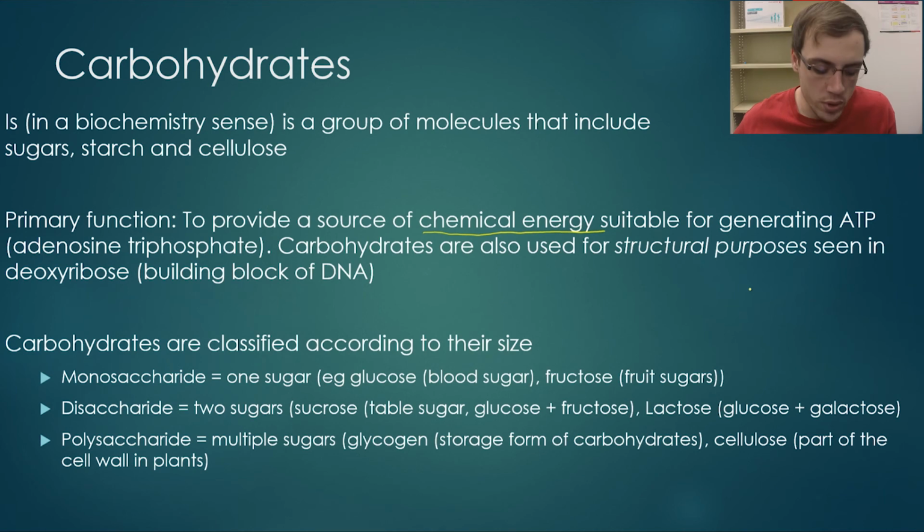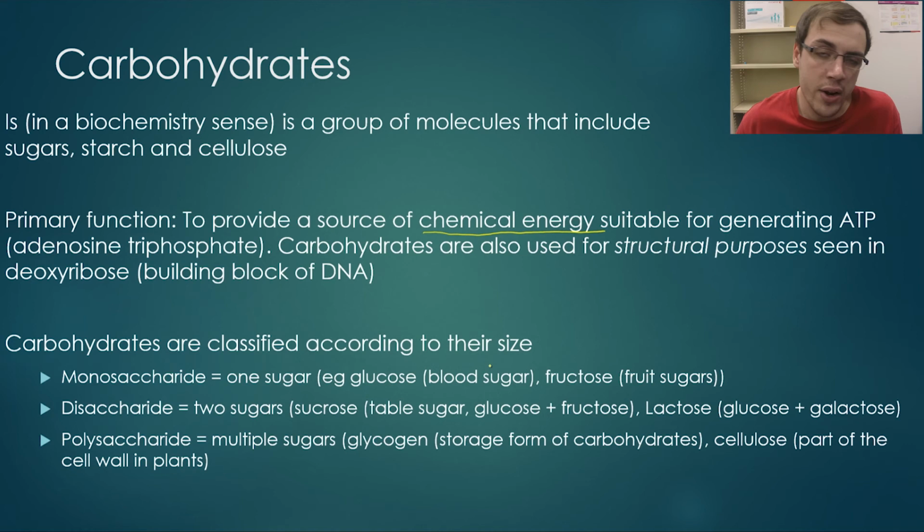Now, in general, carbohydrates are classified according to their size. So a monosaccharide simply refers to one sugar. So mono meaning one and saccharide meaning sugar. So these are things like glucose and fructose. And it is just one sugar molecule by itself. So it's not joined to any other sugars, and it's about as broken down as we can get it.